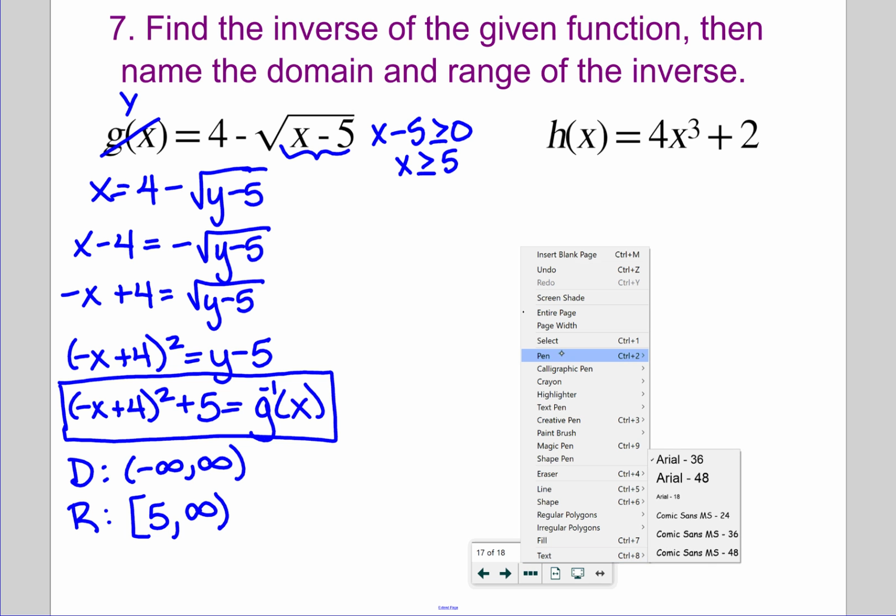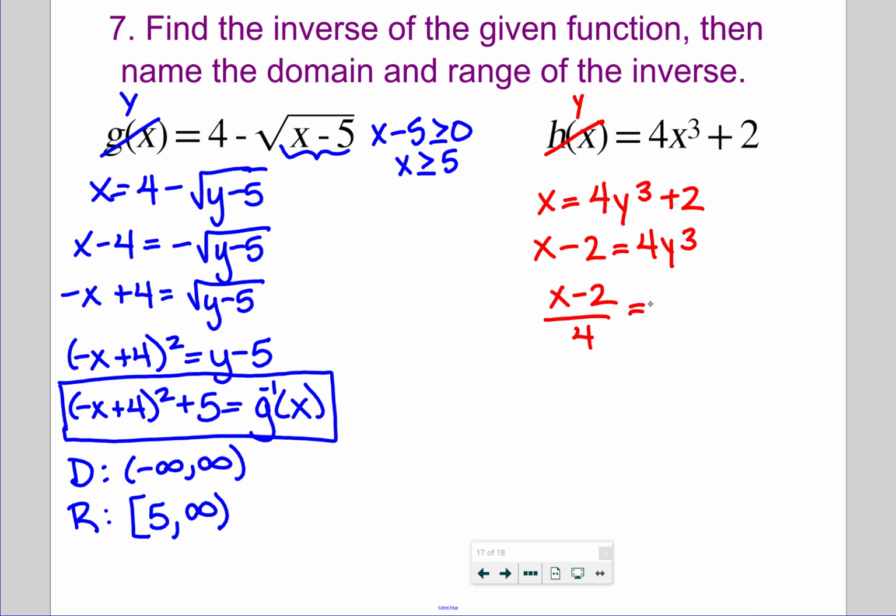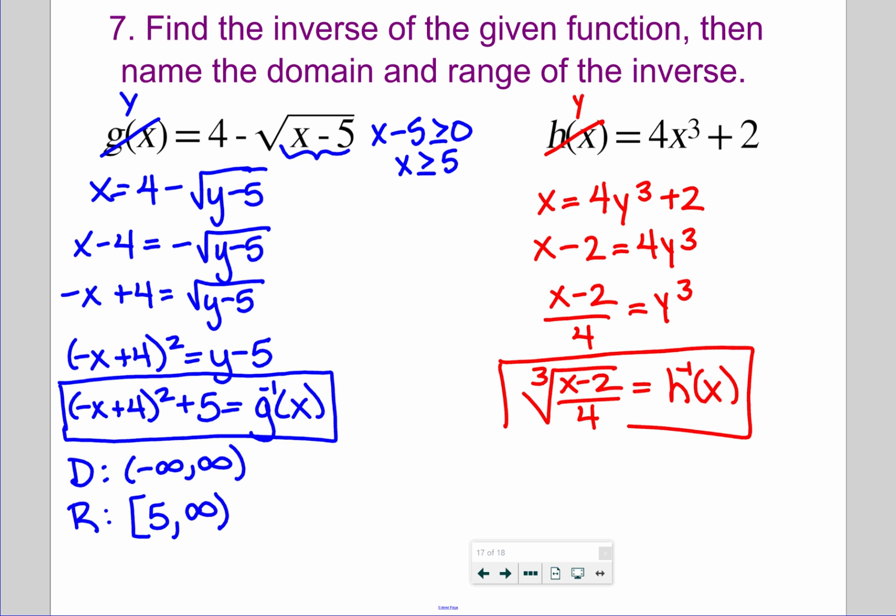Let's do the same thing for h. I'm going to start by flipping my x and y. So again, think of that as a y. x equals 4y cubed plus 2. Solve for y. Subtract 2. Divide by 4. I'm just going to say x minus 2 all over 4. No need to overcomplicate this. And then to get rid of a third power, we're going to do a cube root. So cube root all over all of that stuff. Again, instead of y, I'm going to go back to my original notation with the h inverse.